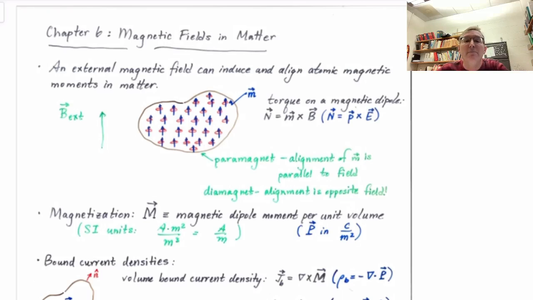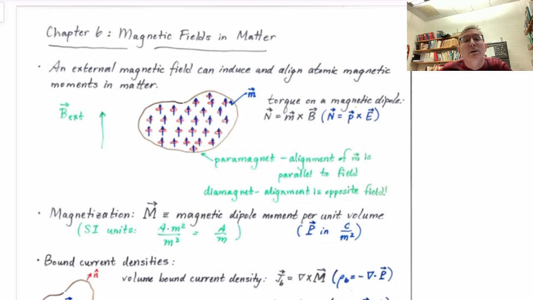So now we're going to take a chunk of matter and immerse it in an external magnetic field, as my first picture here shows. What will be the effect on the atoms and molecules inside? The bottom line is that in many cases, you will get an induced magnetic dipole moment, which we will think of as little loops of current inside on the atomic scale. My sketch here shows the chunk of matter with a whole bunch of little current loops, each with a magnetic dipole moment, little m arrow.